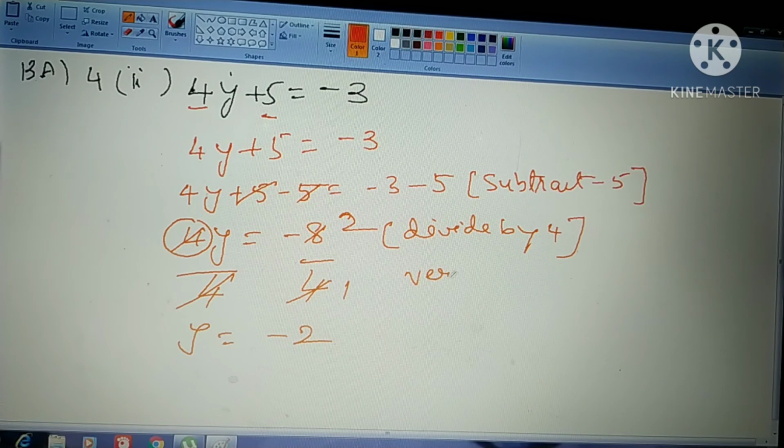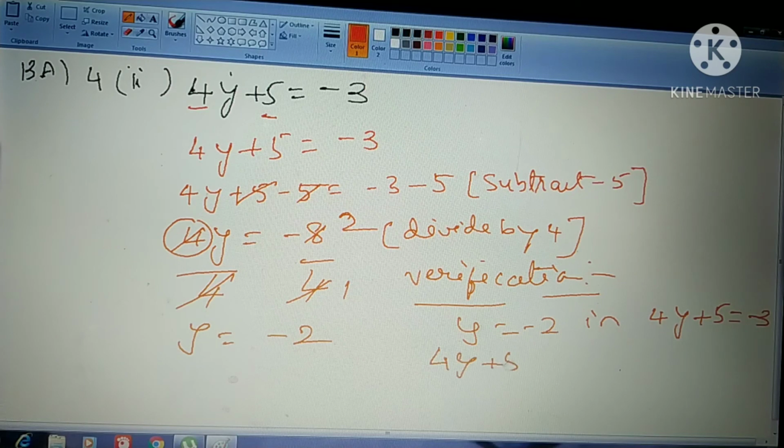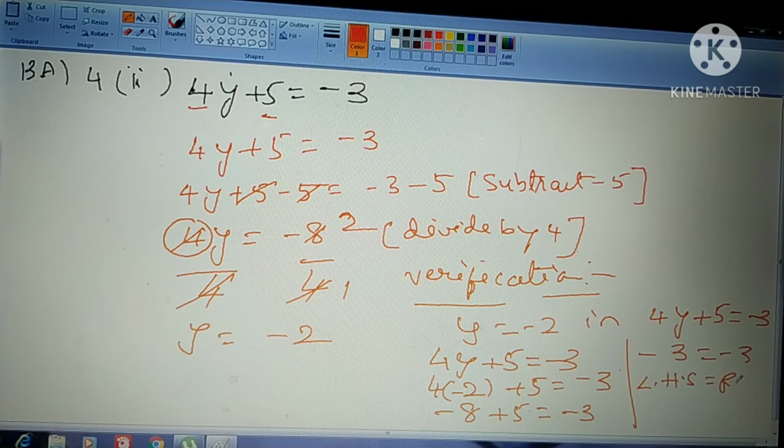See this verification. So substitute y equal to minus 2 in the given equation, 4y plus 5 equal to minus 3. Again place this value. In the place of y, I am writing minus 2. Next, as usual, do 4 into 2, 8. Minus 8 plus 5, you get here minus 3. That equal to minus 3. So LHS equal to RHS.